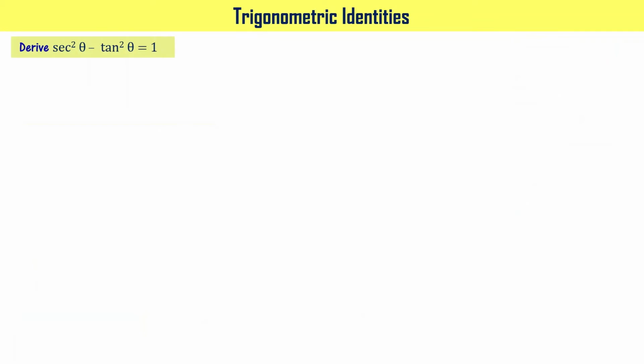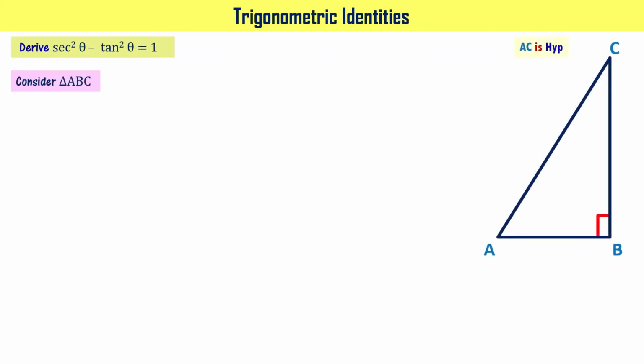Now let's look at another relation, that is sec square theta minus tan square theta equal to 1. We want to derive this. For this, again I am considering triangle ABC as shown in the figure. Here, since B is a 90 degrees angle, AC is the hypotenuse. And if I consider theta equal to angle A, then BC is going to be the opposite side and AB is going to be the adjacent side, right?